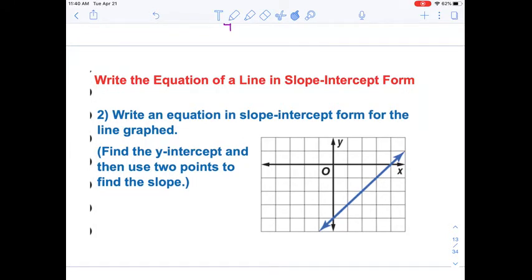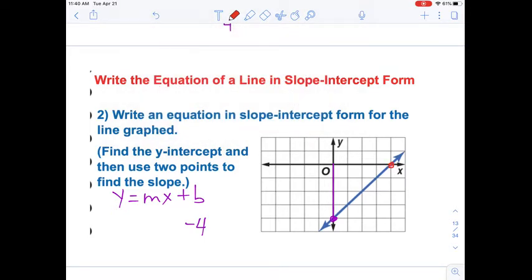Then, to write an equation of a line in slope-intercept form, we are going to look at this graph. We're going to find the y-intercept, and then we're going to find the slope. So again, we have to plug in y equals mx plus b, where b is the y-intercept. So that I'm going to start with. The y-intercept is going to be negative because we're going down 1, 2, 3, 4. So my y-intercept is -4.